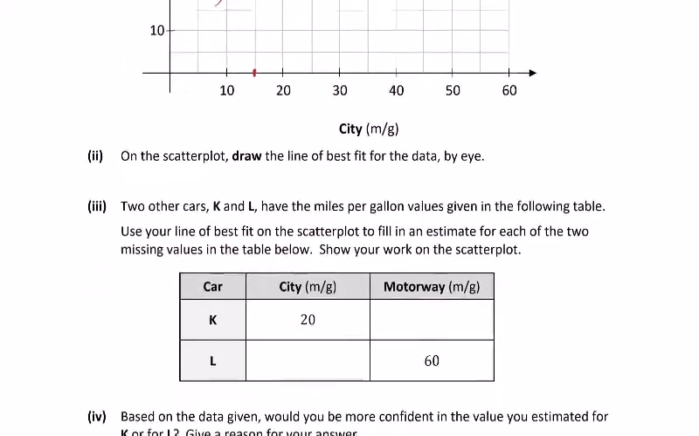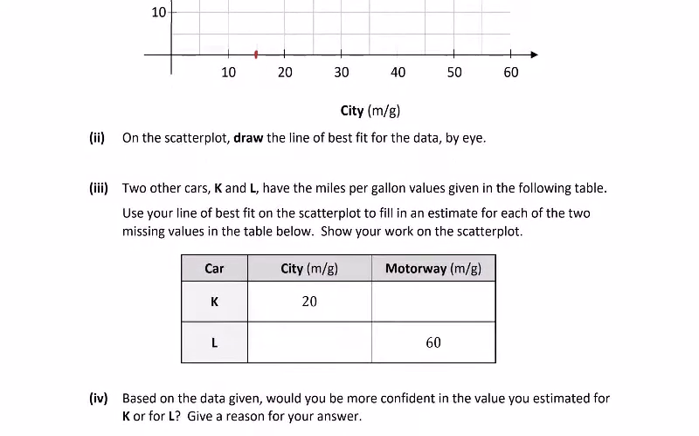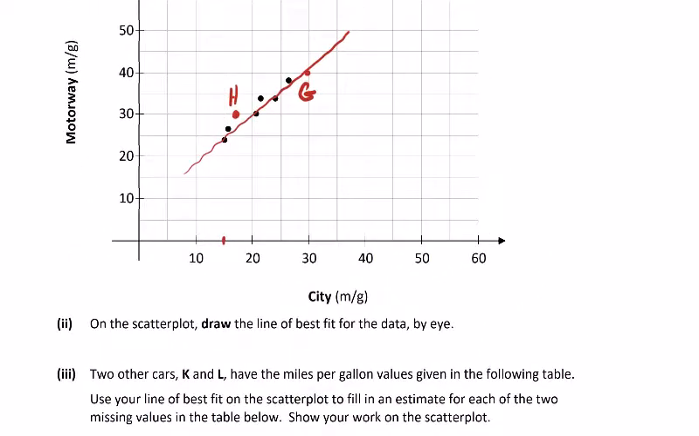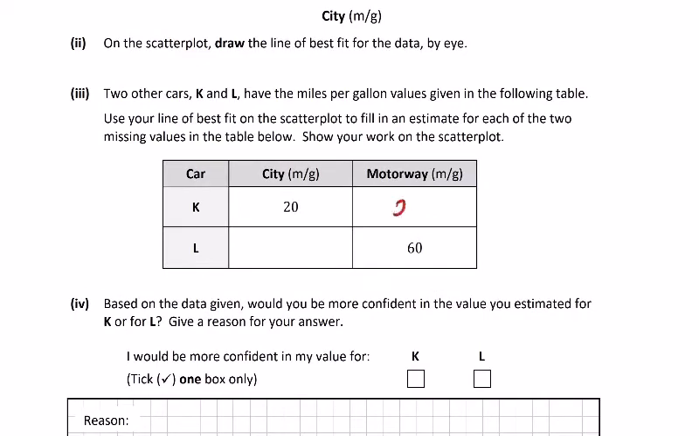Two other cars, K and L, have miles per gallon values given in the following table. Use your line of best fit on the scatter plot to find an estimate for each of the two missing values. So 20 for K, what would 20 approximate to on our line of best fit here? I'd say just under 30. So 20, 29, let's say.